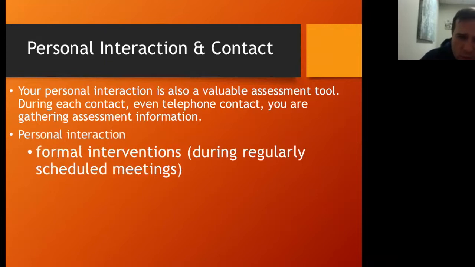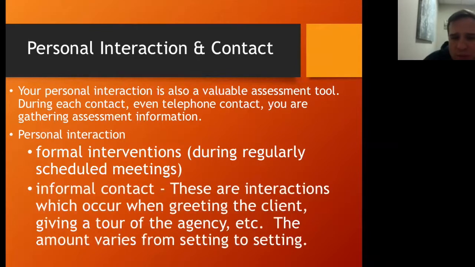So we also want to consider the personal interaction piece and this idea of formal intervention, remembering that assessment is an intervention technique. You're intervening to try to gain enthusiasm and motivation from the client to seek help, and that's one of the purposes of this connection. So we have the formal interventions, like when we're right there with them at a scheduled appointment.